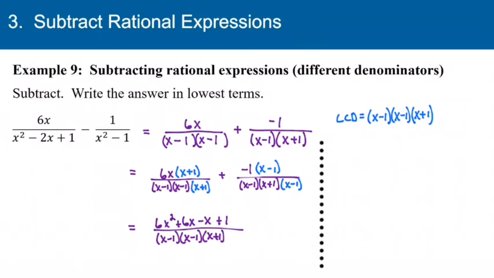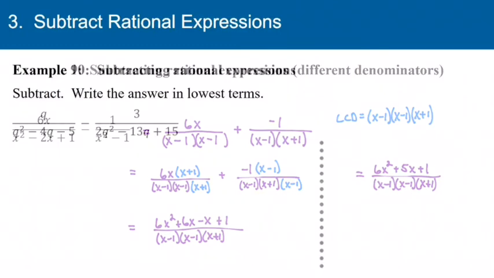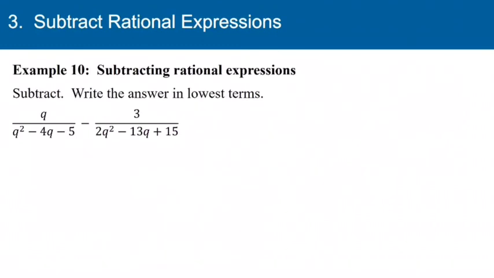So in the top, 6x squared is just that. 6x minus 1x is 5x, and then we have our plus 1 over that same denominator again. And now notice that this top is a trinomial that cannot be factored, and so this is the end result for example 9. And finally, example 10.